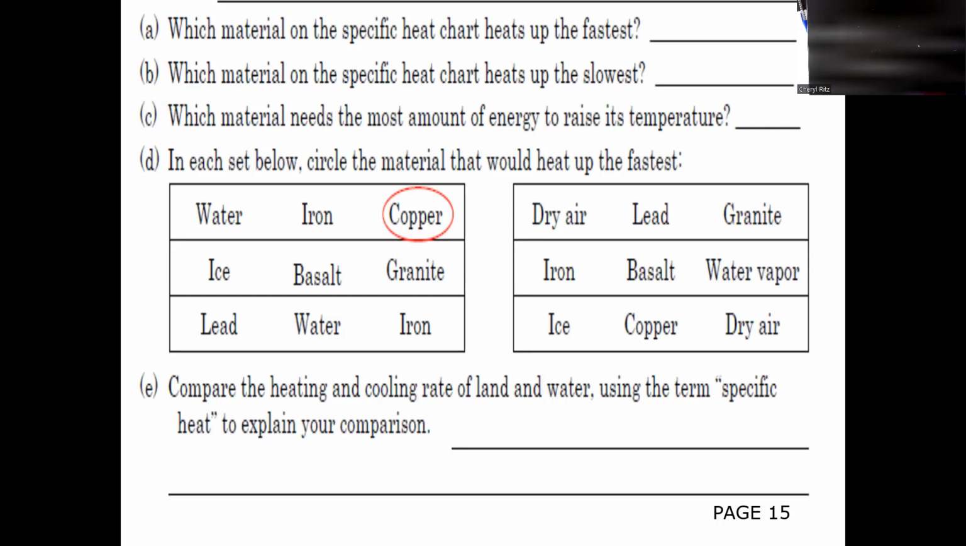I probably would have kept it a little more simple and basic. I would have said land heats up faster than water because land has a lower specific heat. That's the same thing. Jeff uses fancier wording than I do.